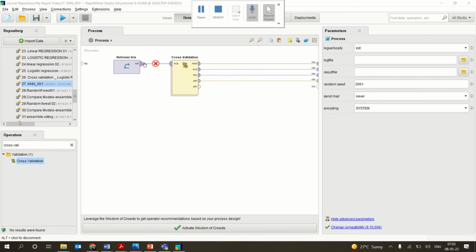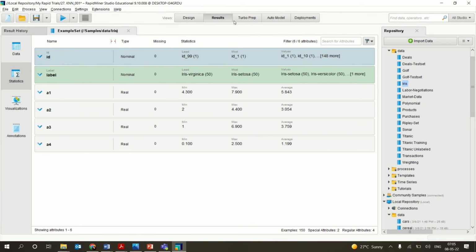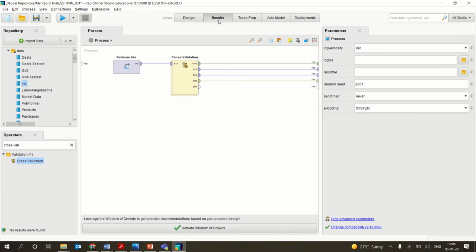So in this example, we are going to see a very small example by using the iris dataset. You are already familiar with the iris dataset. When we move on to our samples and data, you have this iris dataset.